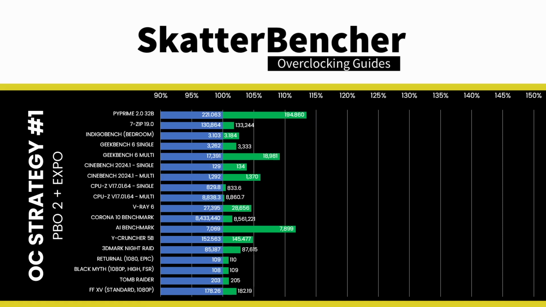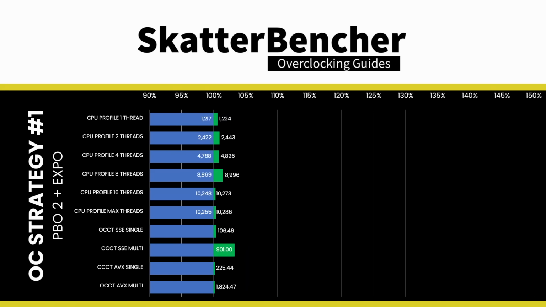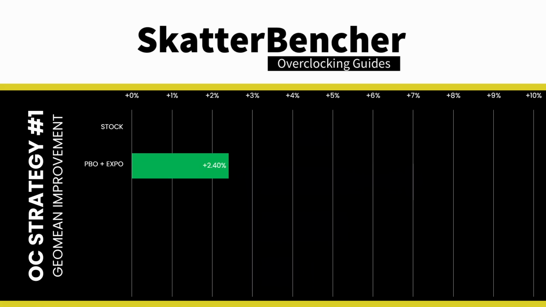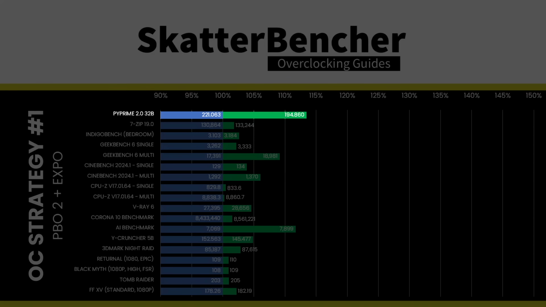Unlike the first single CCD Ryzen 9000 processors, the Ryzen 7 9800X3D isn't limited by the power limits, so enabling PBO doesn't have that much of a performance impact. However, the improved memory performance by enabling EXPO does translate into some small, single-digit performance gains across the board. The geomean performance improvement is plus 2.40%, and we get a maximum improvement of plus 13.45% in PY prime.